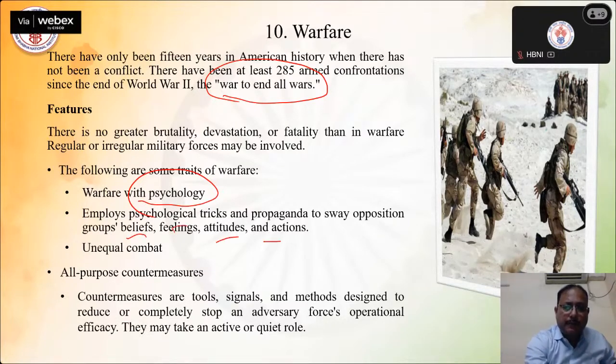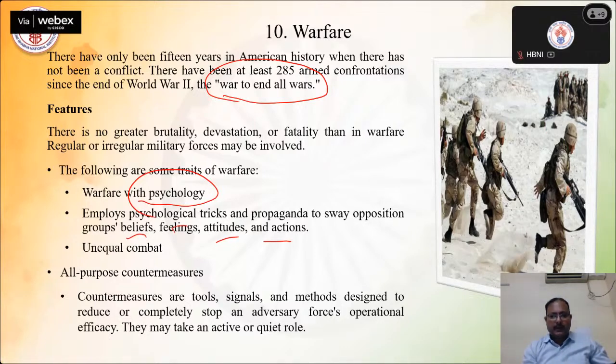If somebody captures our country or some other country, first of all, he will impose his thought. It will focus on your mind, your thought process. It will try to change your beliefs, your feelings, attitudes, and actions. You have seen they have closed all the beauty parlors in Afghanistan under the Taliban. They are not allowing this. They thought, no, this is not the right way to live. This is not as per our SOP. So this is the thing: unequal combat.